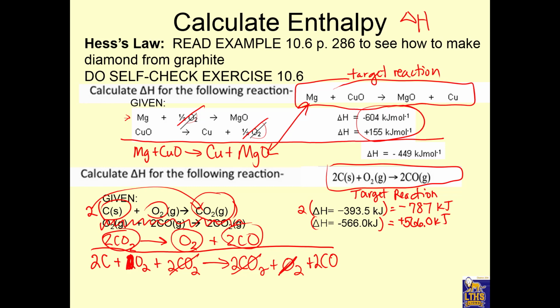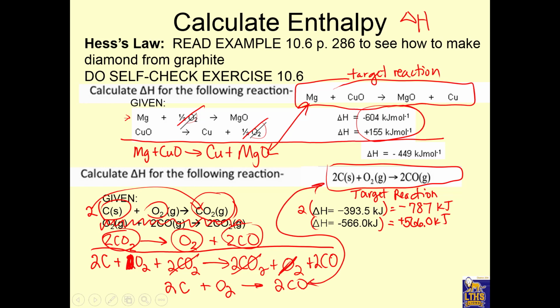Which I want. That's perfect. 2 C's plus O2 gives 2 CO2, 2 COs. Look what happened. It took me a second to see what I had, but this is what I have overall. Guess what? Good news, peeps. This is that.